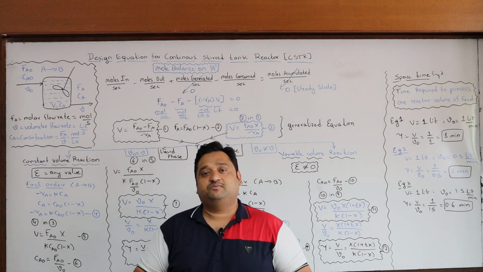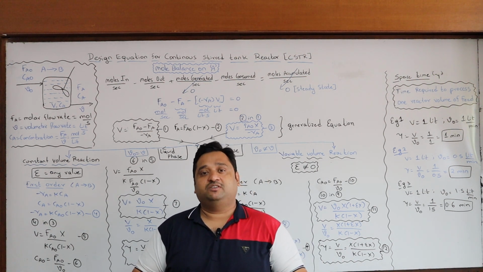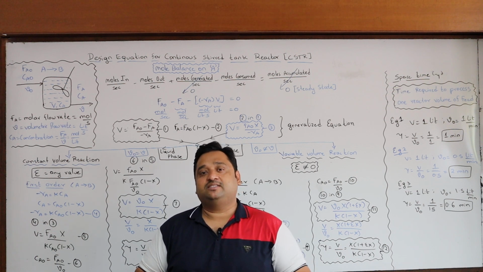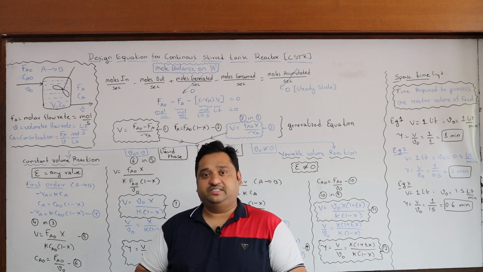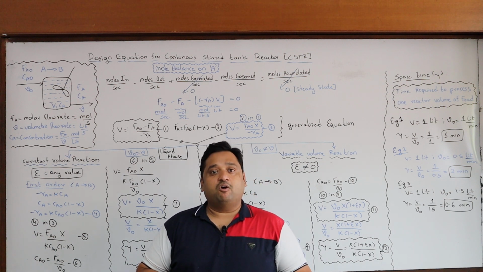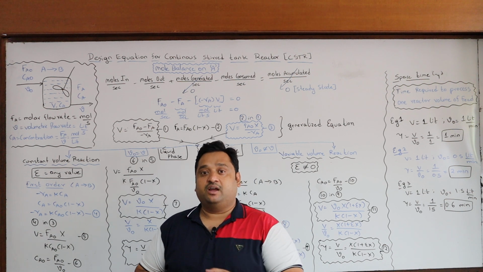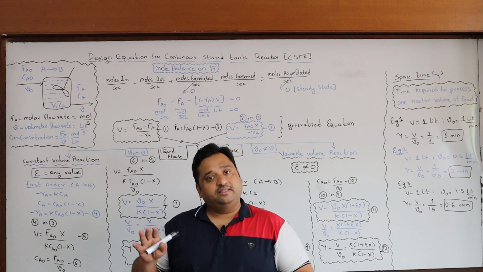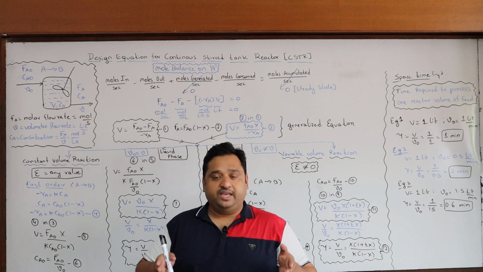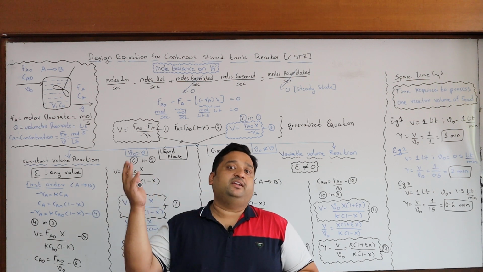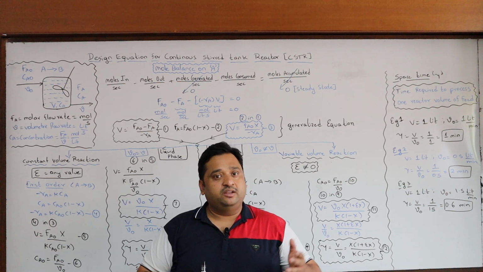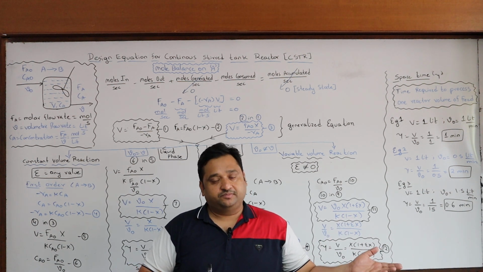In the last class we discussed the design equation for the batch reactor and a small problem. In today's lecture we are going to discuss one more reactor, a continuous reactor called the continuous stirred tank reactor. Unlike a batch reactor, in this reactor the feed is continuously coming in and the product is continuously going out.